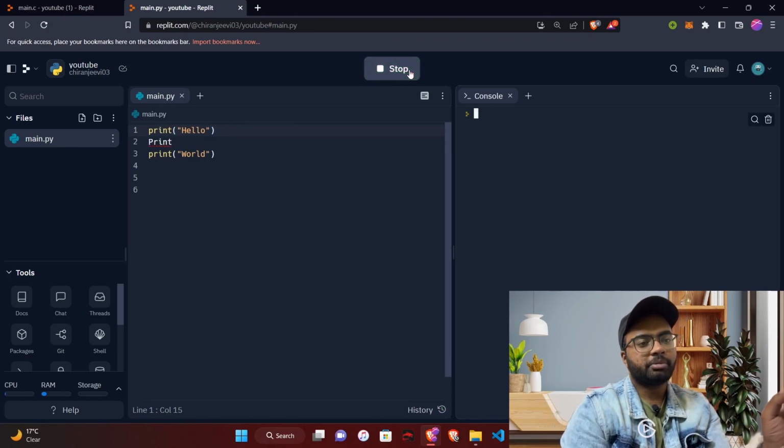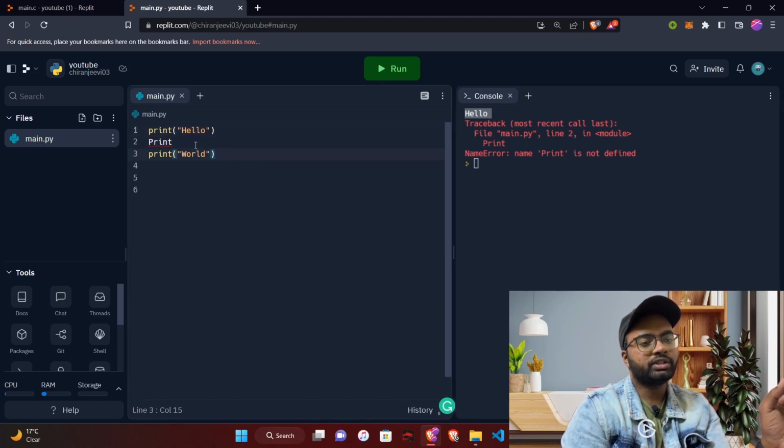since Python is an interpreted language, even though it gives an error at line 2, whatever there is at line 1, it's going to print it. That's why we are seeing hello here. We are not seeing world because it's below line 2, which is the error line. Whatever is in the error line and whatever is below it, it's not going to execute. Whatever is above the error line is going to execute normally. So this is an example to demonstrate the difference between a compiler and an interpreter.